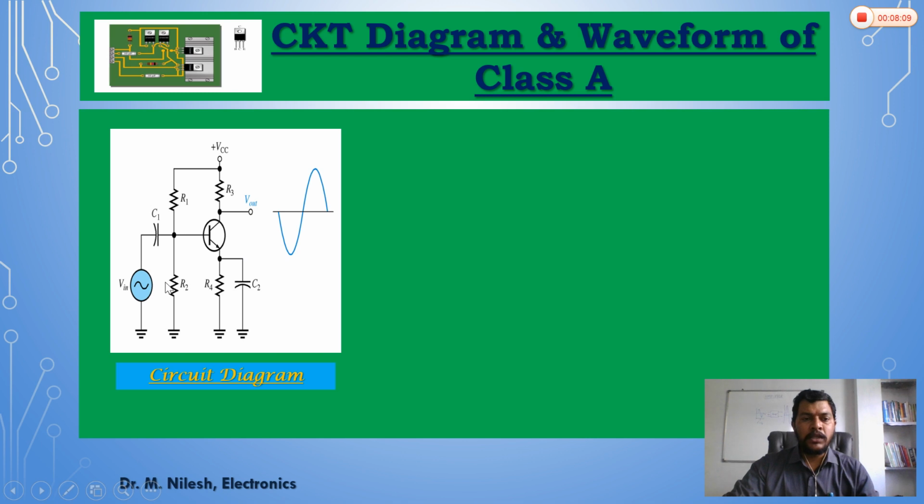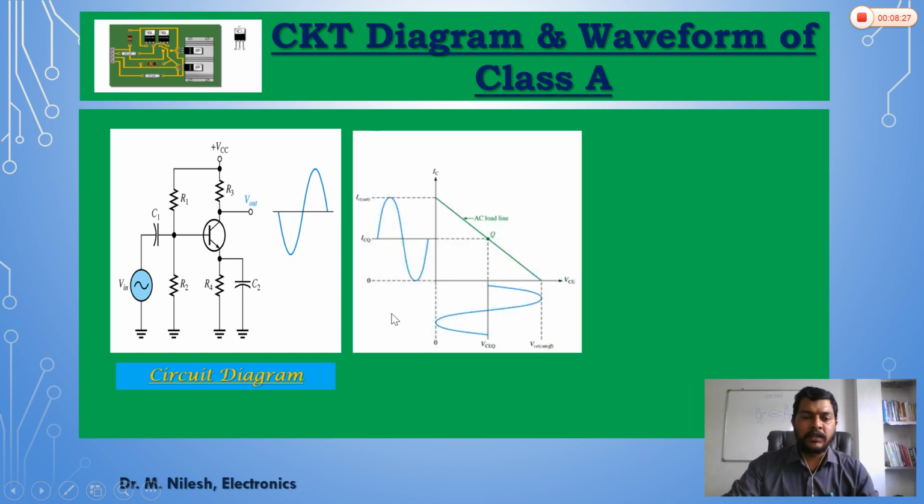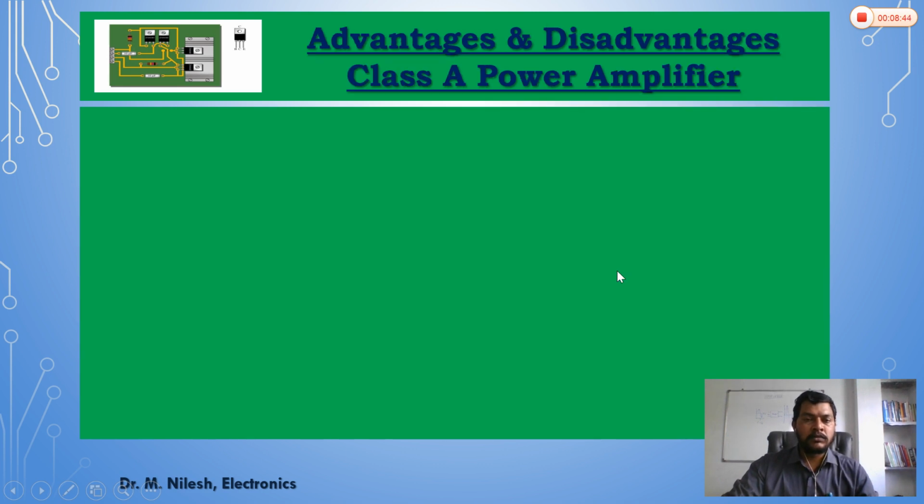Similarly, as you can see over here, the sinusoidal wave is amplified, and one point to be noted is that the cycle has a 180 degree phase shift. So the common emitter amplifier gives you a 180 degree phase shift. This is the quiescent point waveform, in which we are able to see that the quiescent point in the load line is set at the center, so that the full cycle is being amplified. So this is the Class A amplifier.